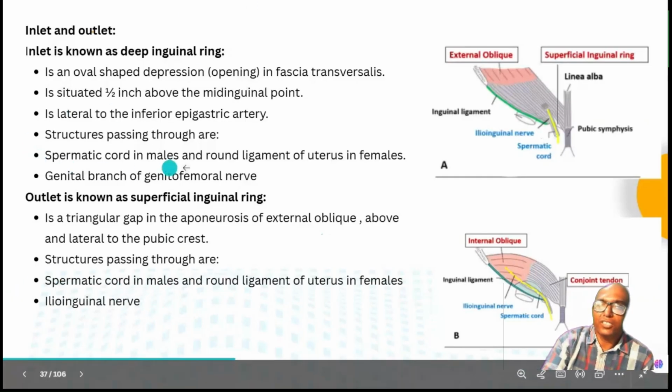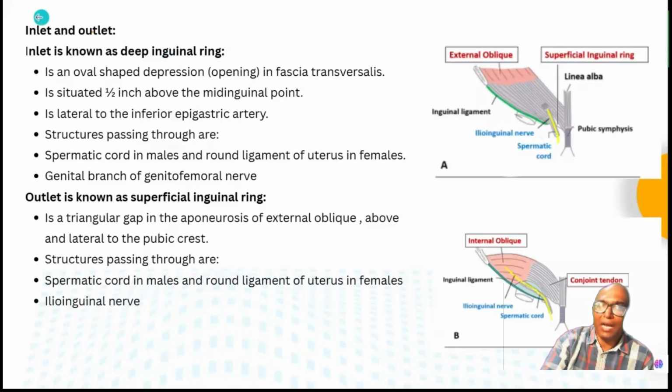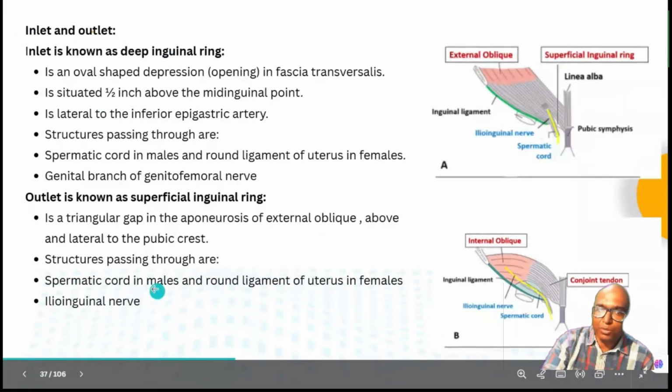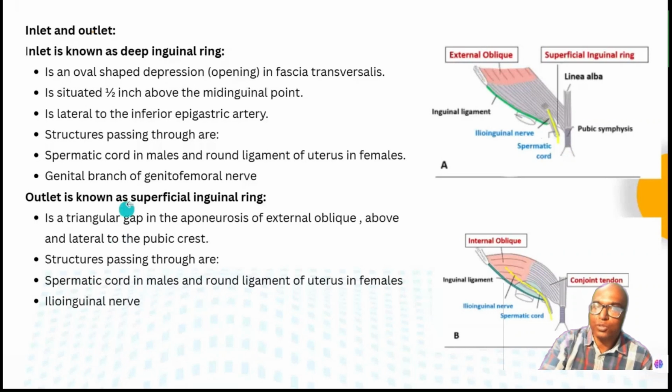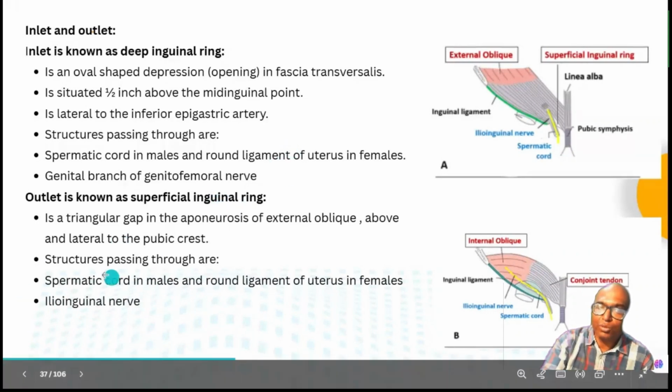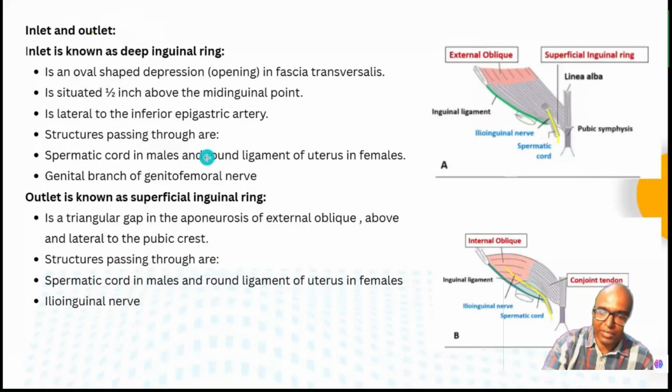Remember, it is the genitofemoral nerve which passes through the deep inguinal ring. But what comes out through the superficial inguinal ring is the ilioinguinal nerve. Sometimes they can ask you which nerve passes through the superficial inguinal ring. The ilioinguinal nerve passes through the superficial inguinal ring, while at the deep inguinal ring you have the genital branch of the genitofemoral nerve.